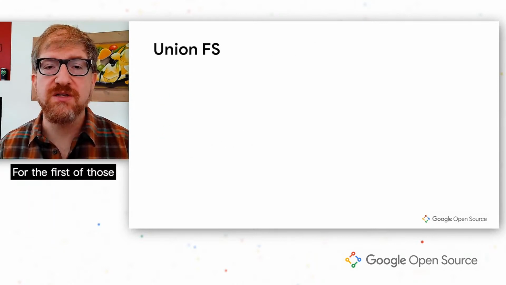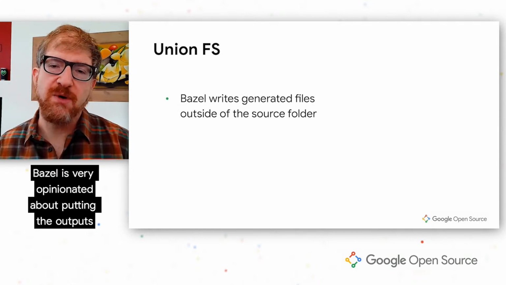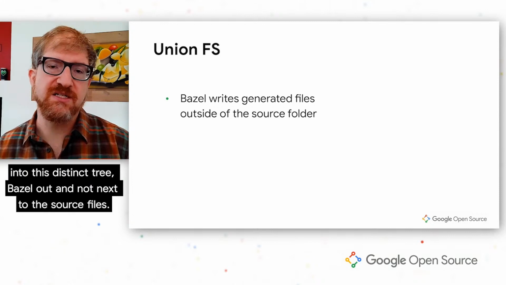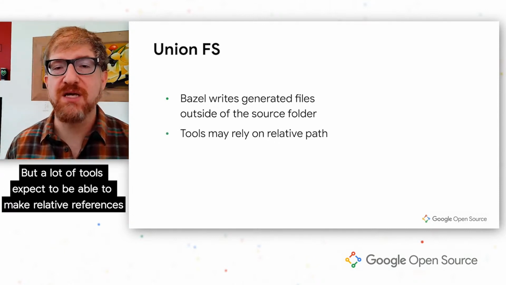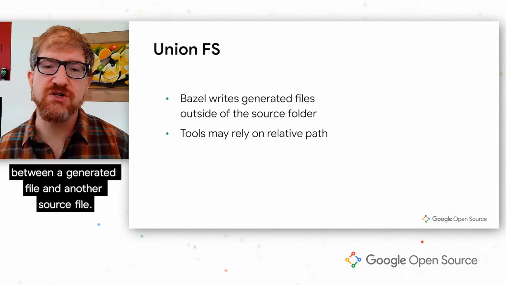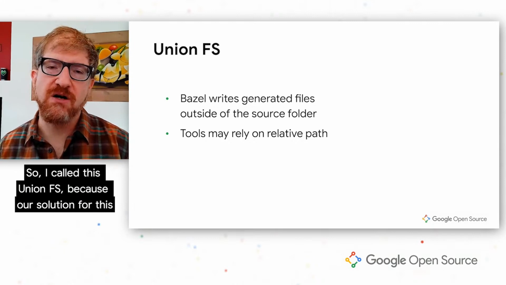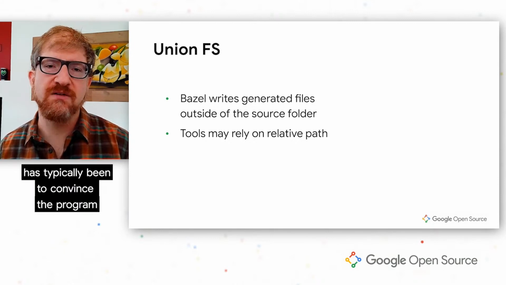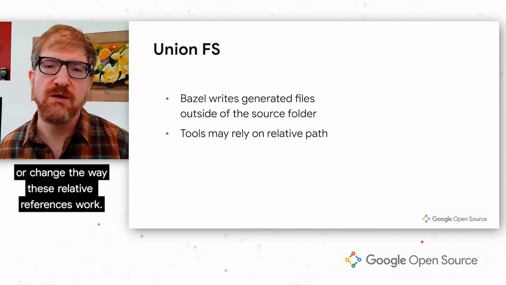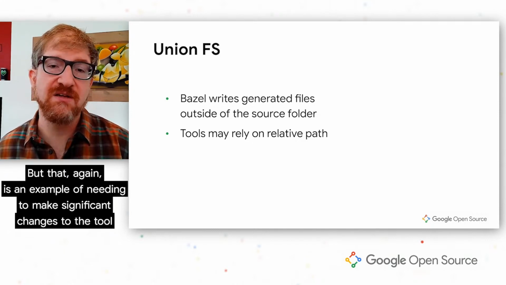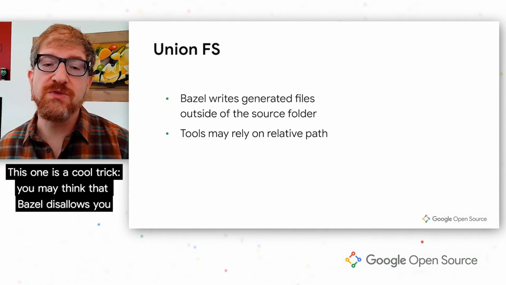So for the first of those, there's this concept of a union file system under Bazel. So Bazel is very opinionated about putting the outputs into this distinct tree, bazel-out, and not next to the source files. But a lot of tools expect to be able to make relative references between a generated file and another source file. So I call this union FS because our solution for this has typically been to convince the program that those things are actually next to each other or change the way that these relative references work. But that again is an example of needing to make significant changes to the tool instead of just making it compatible under Bazel. So this one is a cool trick.